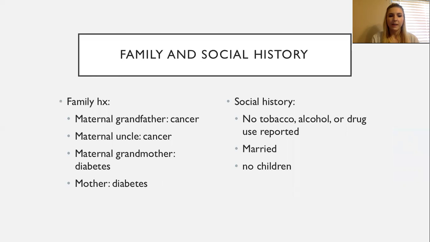So she does have some cancer and some diabetes in her family history. No sickle cell anemia in there, so it sounds like she just kind of inherited both traits from her parents. Social history: she's not married, she has no children, she doesn't smoke, she doesn't drink, and she doesn't do drugs, according to what we know.